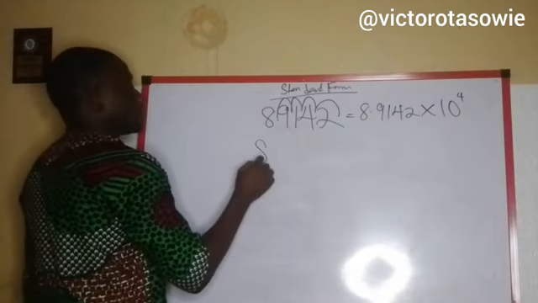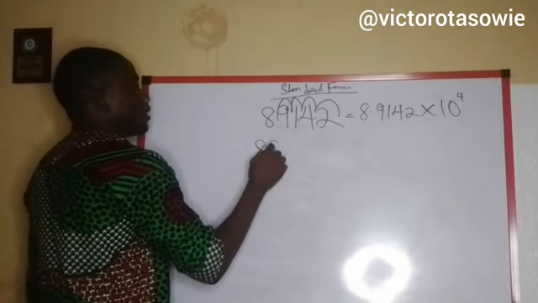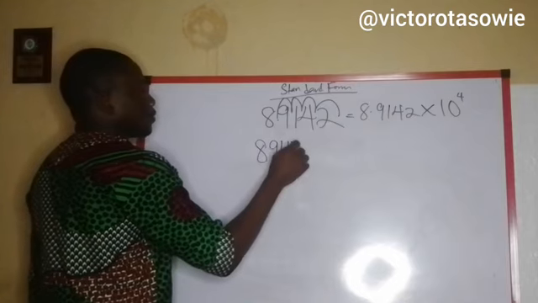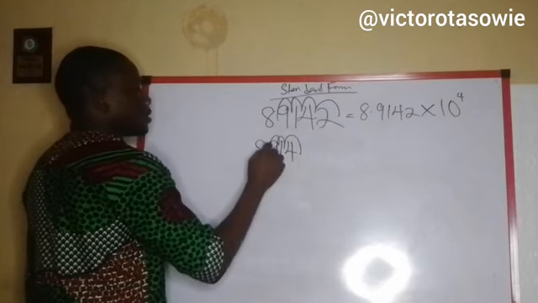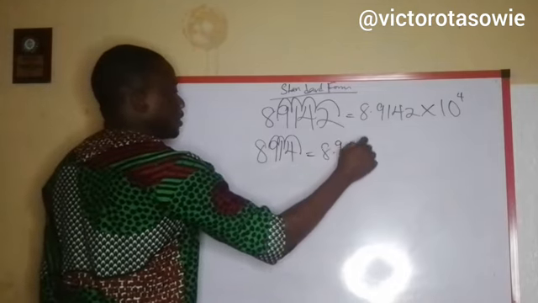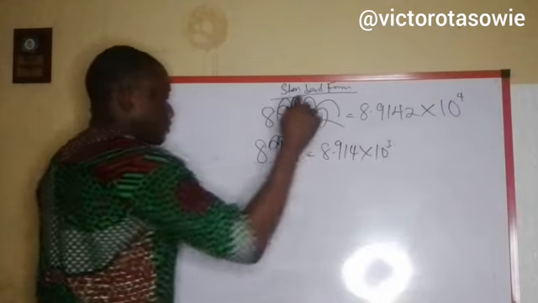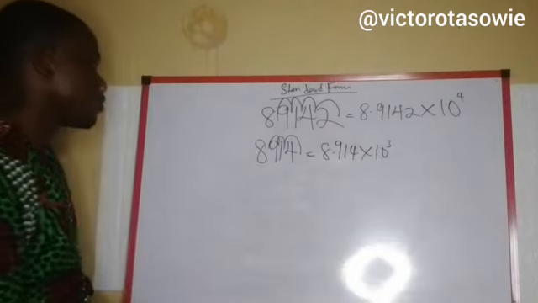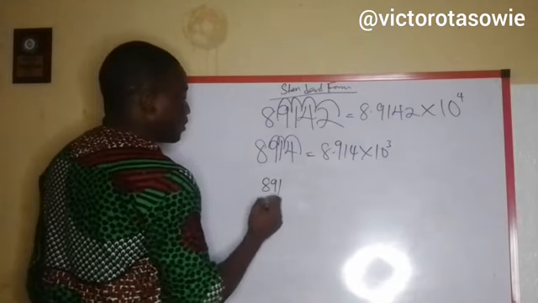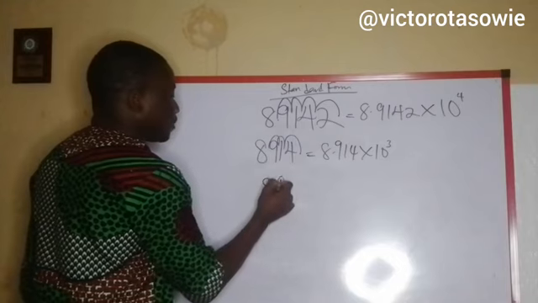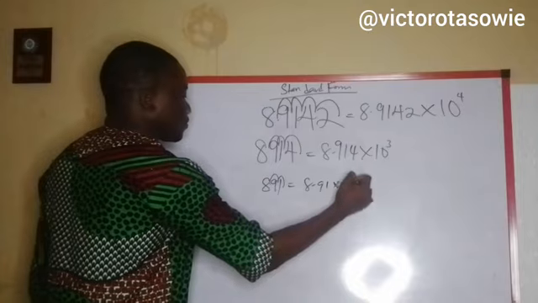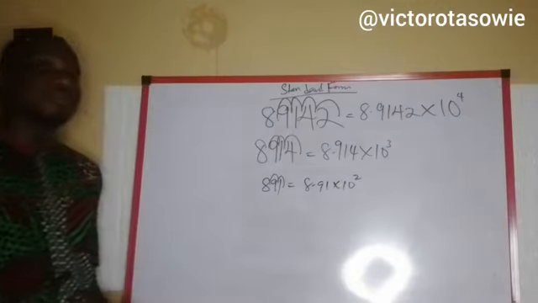In a situation where we have something like this, 8.8914, and the decimal point is here, you know we're going to move it 1, 2, 3. So this will be 8.914 times 10 raised to the power 3. We follow. So if it is 891 now, we're moving our decimal point from here 1, 2. So this will give us 8.91 times 10 raised to the power 2, because we moved our decimal point 2 times.